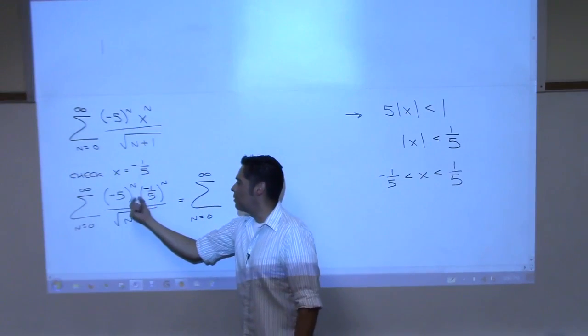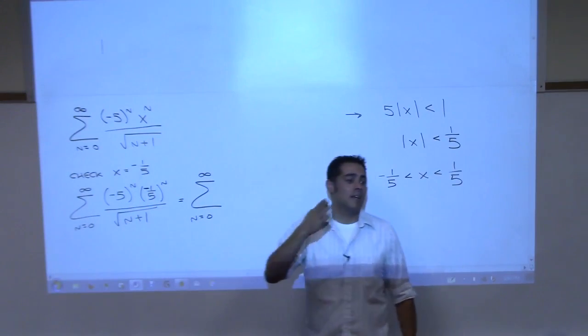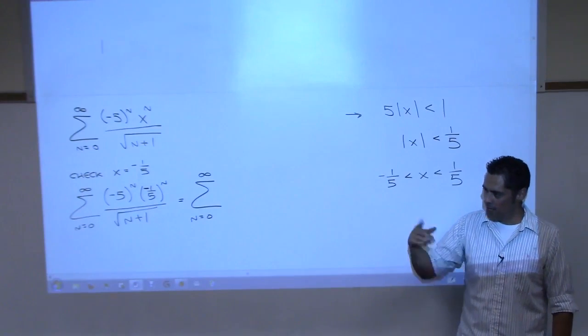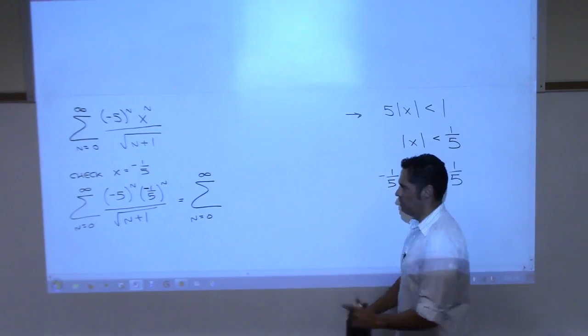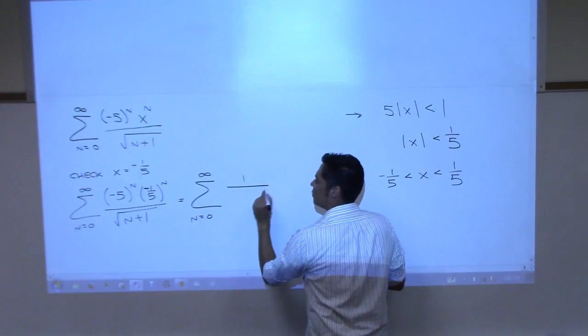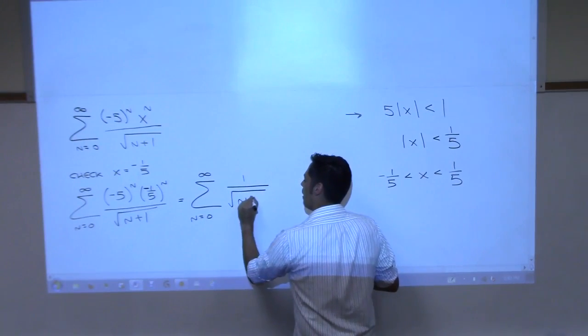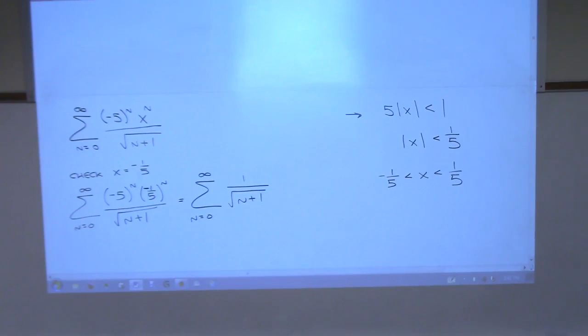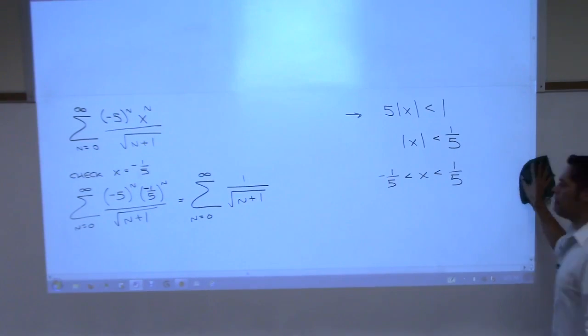This is different because when I put those two together, -5 times -1/5 is 1, right? And 1 to any power is 1. So the top is 1 and the bottom is root n plus 1. You good with that? Okay.